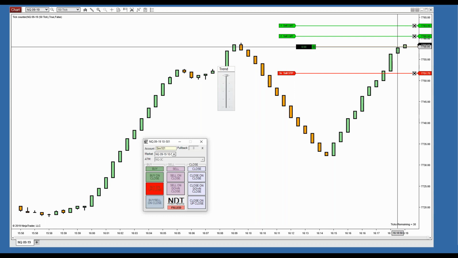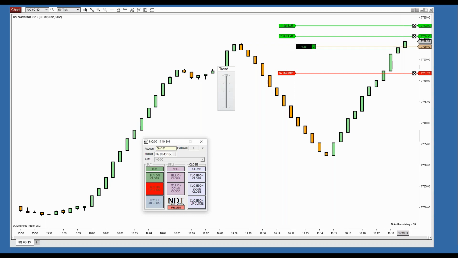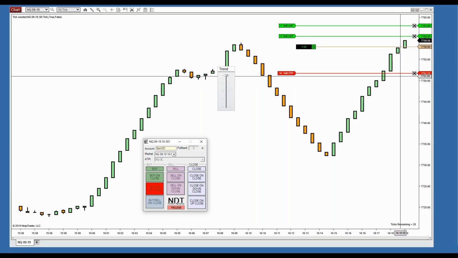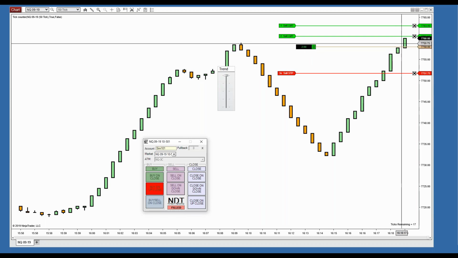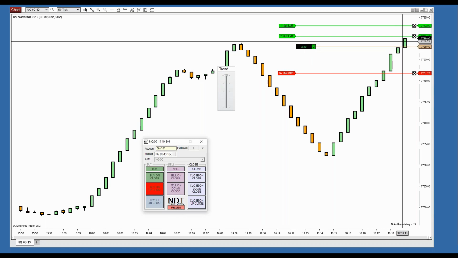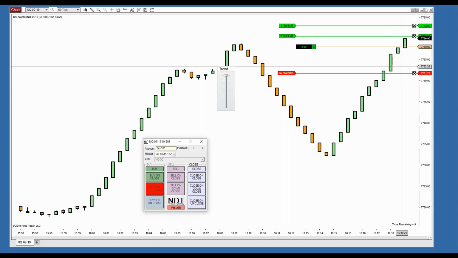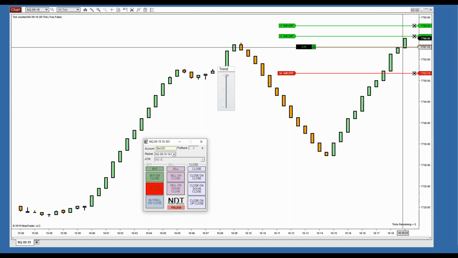Now, where's your exit strategy? Now, you could have an automated trade management strategy where this trails the trade. The way that I do it is I look for a first target hit, and then you're going to see the stop come up to break even.